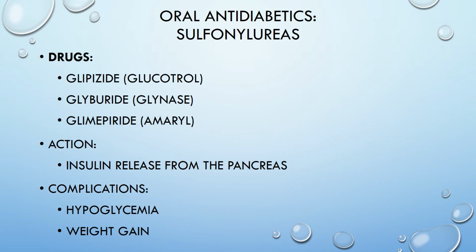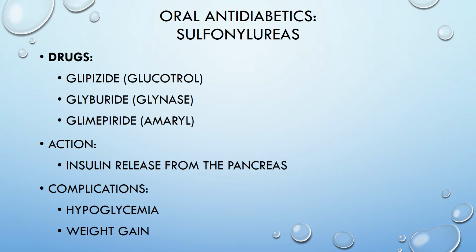Okay, so the first group that we're going to talk about is sulfonylureas, which is your glipizide, your glyburide, glimepiride. So these are going to release insulin from the pancreas. So all these medications that we're going to talk about are going to release a certain amount of insulin from the pancreas to help control what they need. Complications: hypoglycemia, so just make sure you know the signs and symptoms, and this is going to be for all of them. Weight gain as well.